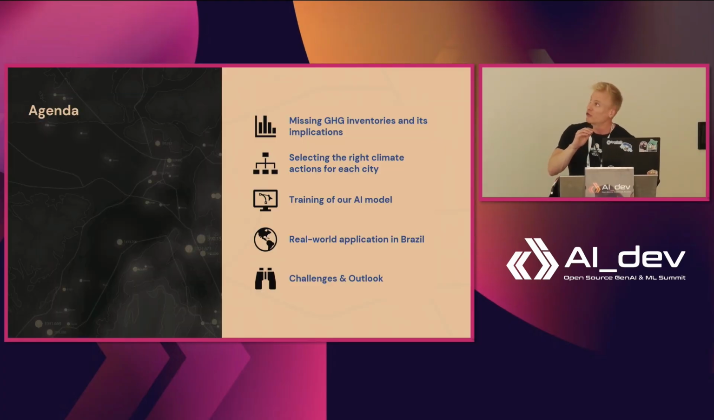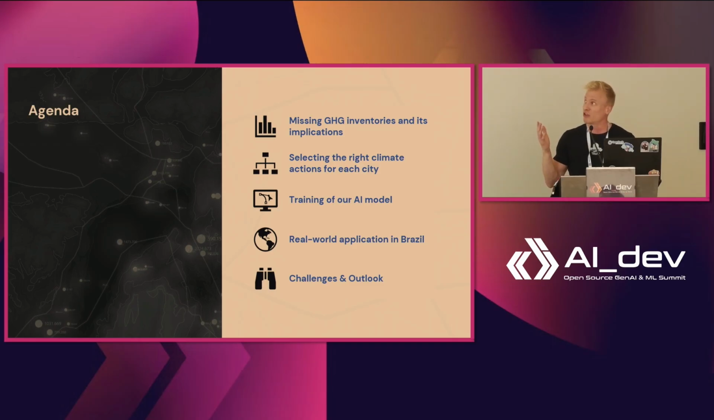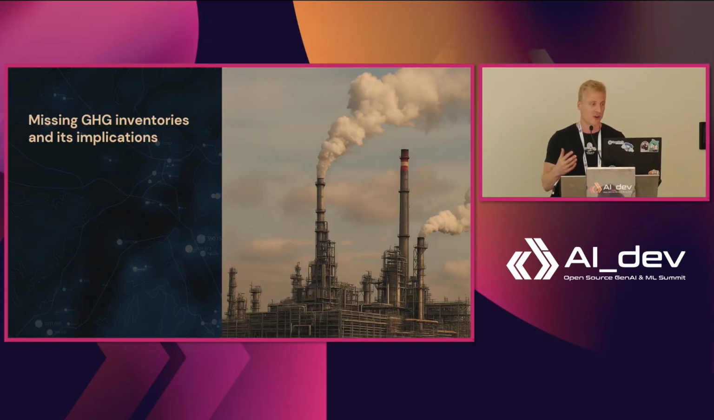So here's what we're going to do. First, I will briefly, because I assume most of you are not too familiar with this space of climate, talk briefly about why it's a problem if cities don't have inventories in place. And then I will talk about how we selected the model and also how we created our training data set. Then how we trained our model, and I will talk about a real-world application in Brazil where we actually implement all of this that I'm talking about right now, and about our challenges and how we try to overcome these challenges. So with this, let's start with why missing greenhouse gas inventories for your cities are a problem.